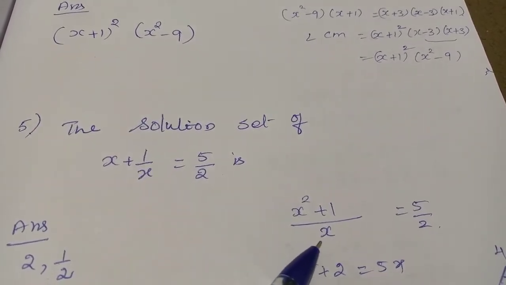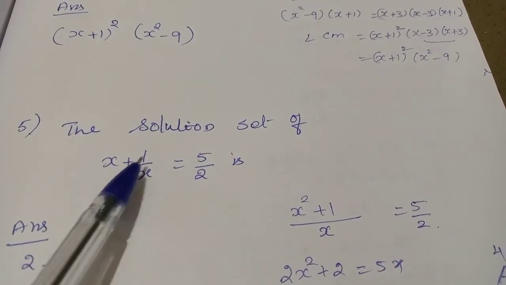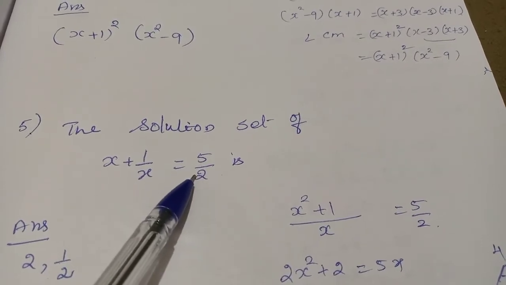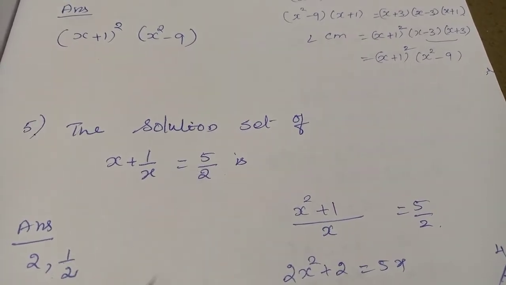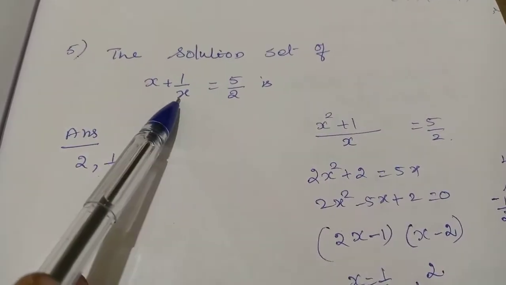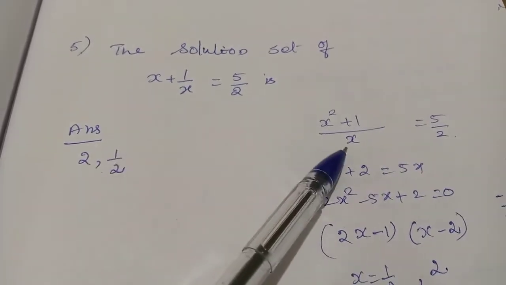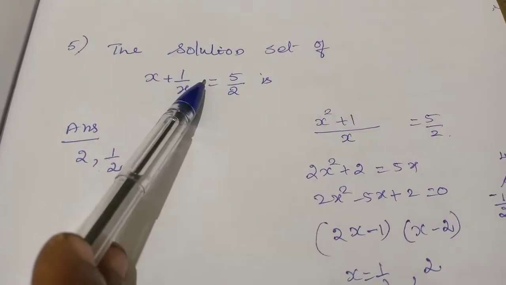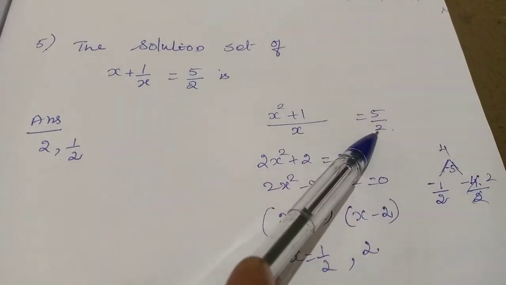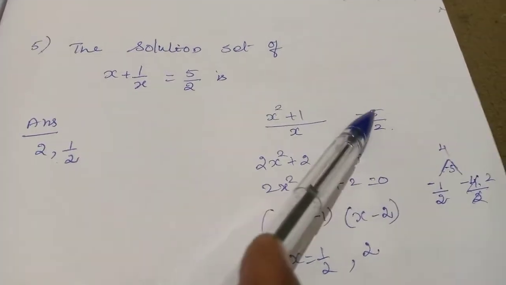So the numerator, how can we write? x into x, x square plus 1, which is equal to, what is the RHS? 5 by 2 as it is, we need to write. Then we need to cross multiply. x square plus 1 by x is equal to 5 by 2. Now cross multiplication: 2 into x square plus 1 equal to 5 into x.